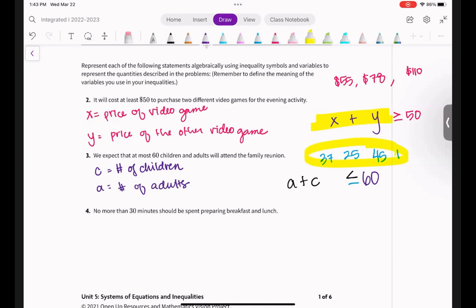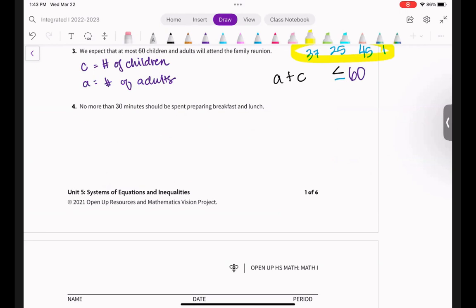All right, last one. No more than 30 minutes should be spent preparing breakfast and lunch. All right, I'm going to put B for breakfast. Oops, I'm in highlighter mode. B for breakfast, L for lunch. I always make my L a cursive L because otherwise it looks like a 1. I know. That's why I do that.